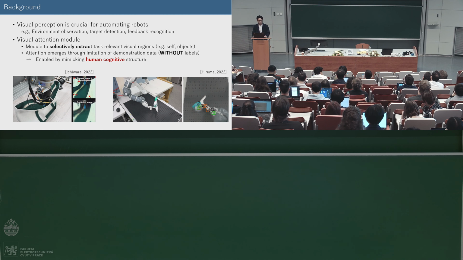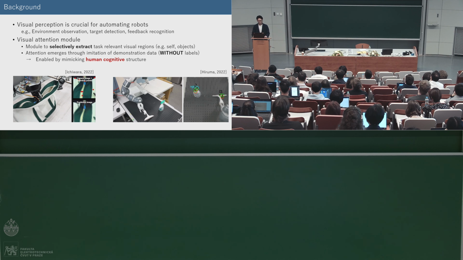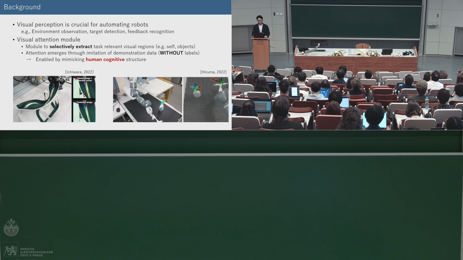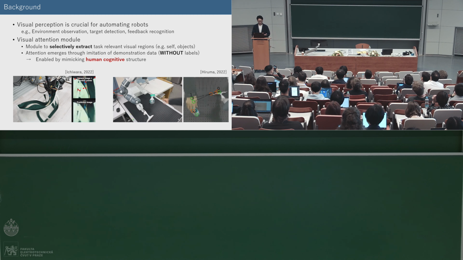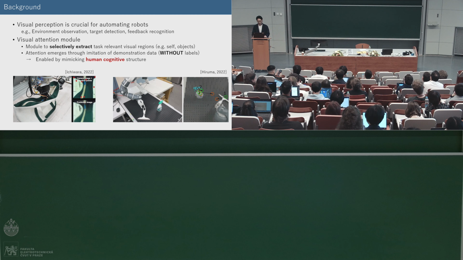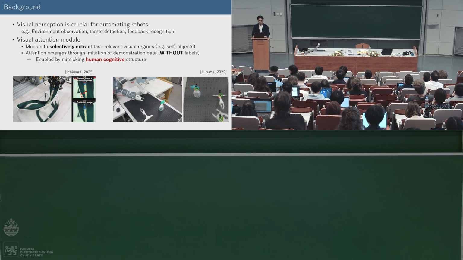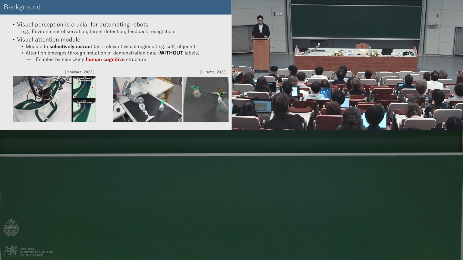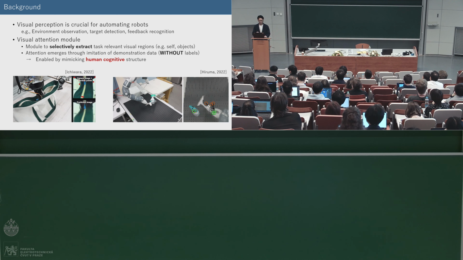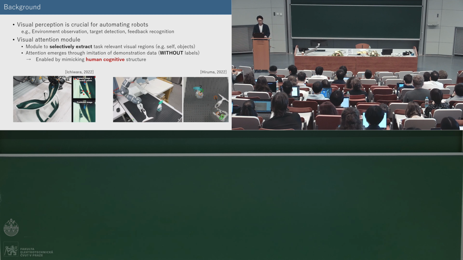These models are known to gain or emerge their attention through imitation of demonstration data, like certain robot tasks. And these are done without giving any explicit labels. These are known to be done by giving a structure that mimics human cognitive structure.